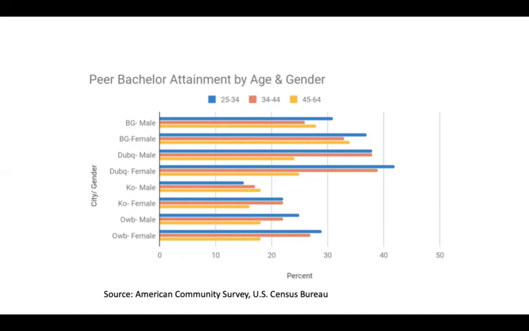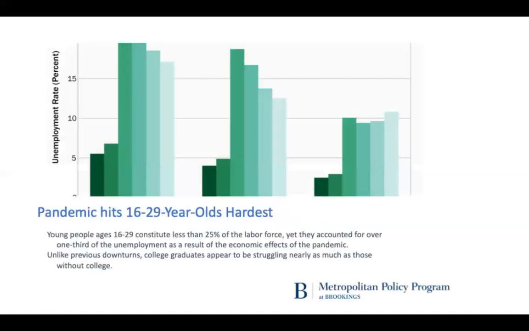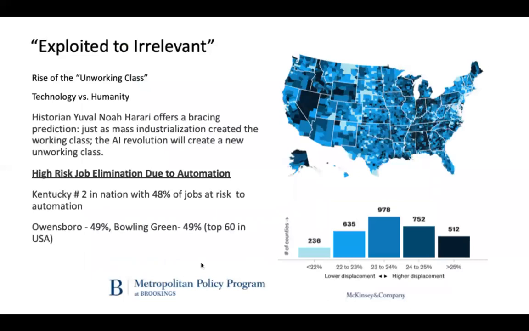And then lastly, I think what you're seeing still that's noteworthy is still growth. The pandemic has really been very difficult for ages 16 to 29. People in that age range constitute less than a quarter of the labor force, but they account for over a third of the unemployment. And so the economic effects, and again, it's part of that life cycle piece, and the pandemic is going to exacerbate that even more.